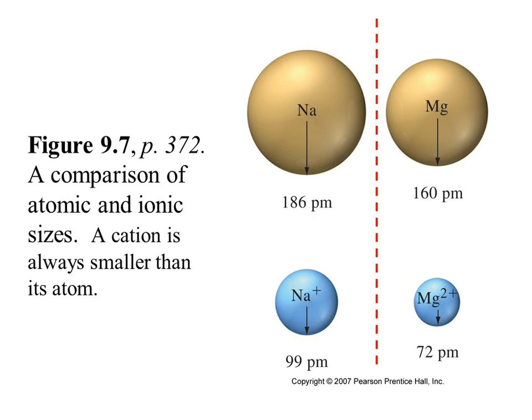So the gold ones there are the neutral atoms, and then the blue ones there, these are both metals, are the cations. For instance, sodium lost 1 electron and it got smaller, went from 186, we saw that earlier, didn't we, to 99 picometers, the radii. And magnesium also got smaller, from 160 picometers for the neutral atom to 72 picometers for the radius of the +2 cation.